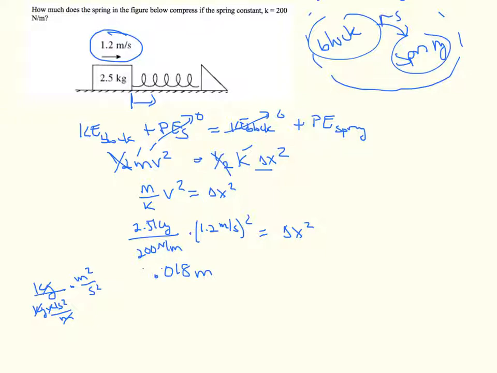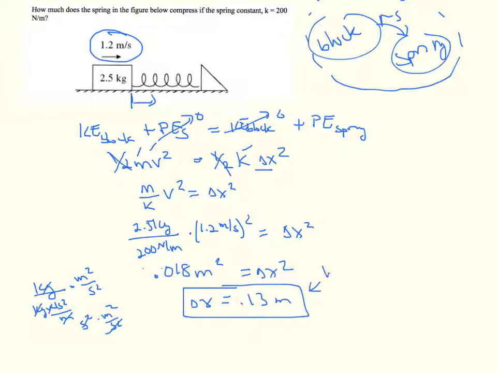So I've got 1 over second squared times meters squared over second squared. So I have meters squared left, which is equal to delta x squared, and now I'm just going to square root that, and what I get is that the compression should be 0.13 meters when the block comes to rest. So this is when the block is at rest.